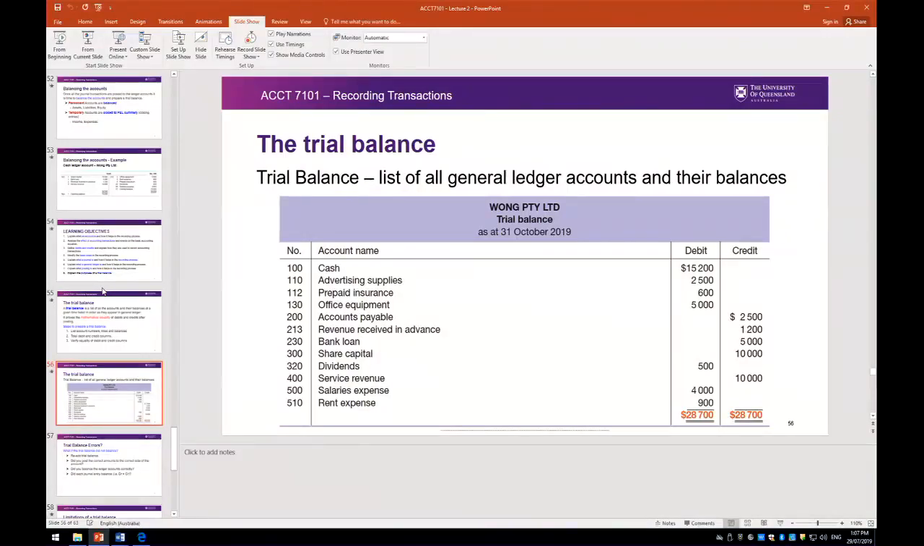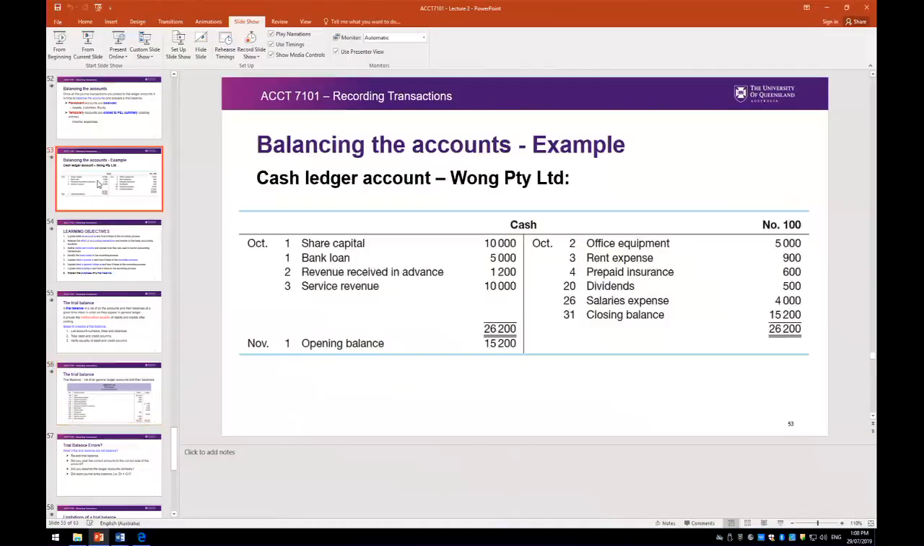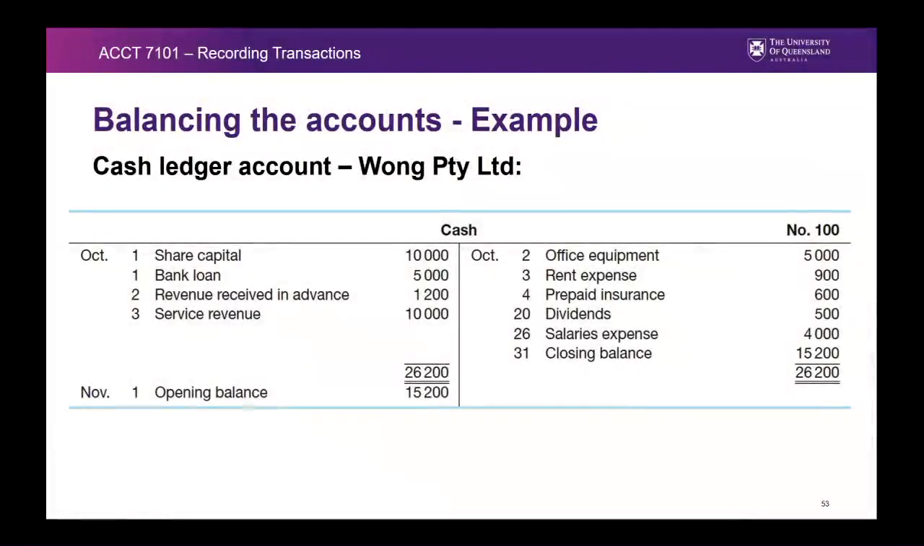Now we've got our trial balance here. Now I'll go back a step. I had a question during the break, which is a good question. So, where's Wong? So here's our cash ledger account with Wong Proprietary Limited. So I'll just go back to this. Now, I'll illustrate how we get that information.